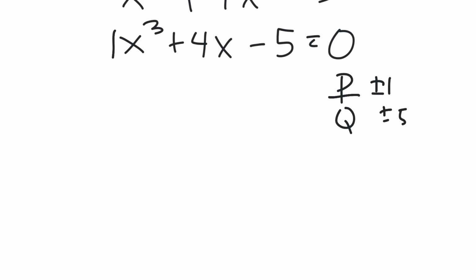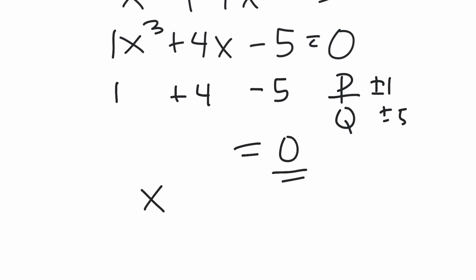Let's try a 1. Notice the coefficients here. If I take the coefficients 1 plus 4 minus a 5, does that give me 0? Well, it does. 1 plus 4 minus 5 is 0. That means that x equals 1 is a 0 for this polynomial. So we know that's a 0, so we could use synthetic division here and use x equals 1.